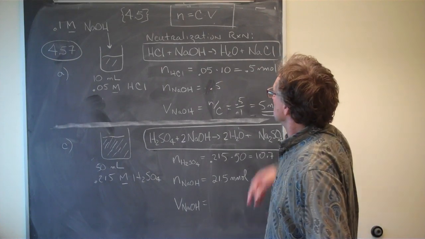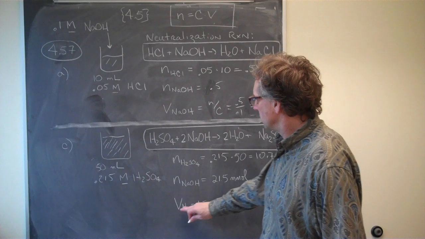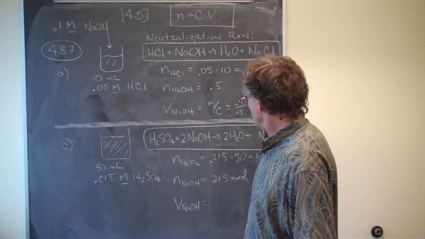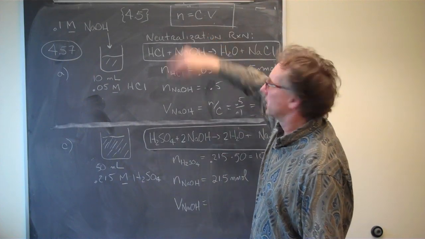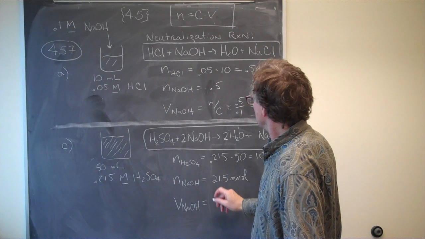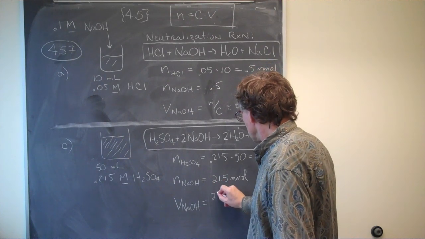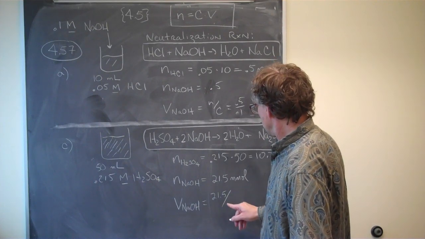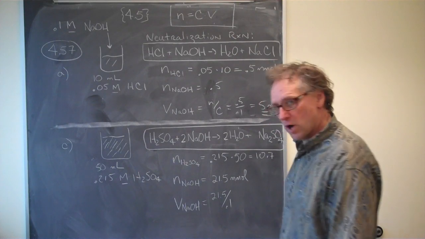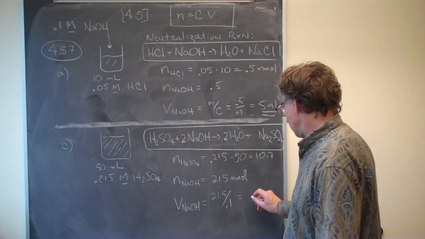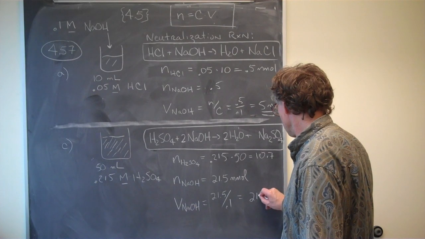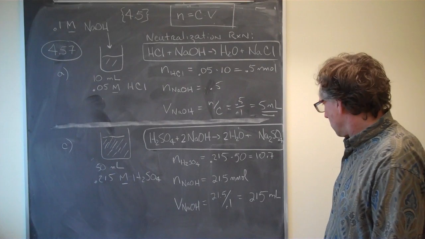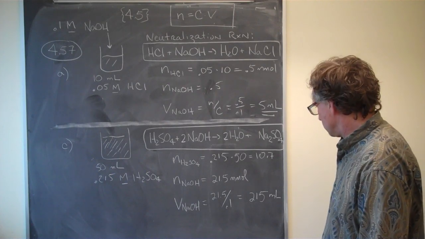Now the rest of the problem is pretty similar to the one that we just did. I'd like to know the volume of the 0.1 molar sodium hydroxide. That's that number. So once again, I just take the number of moles divided by the concentration of the sodium hydroxide. So that's 21.5 divided by the concentration, which is 0.1, resulting in 215 milliliters of the sodium hydroxide solution that will be required to do that neutralization. Okay.